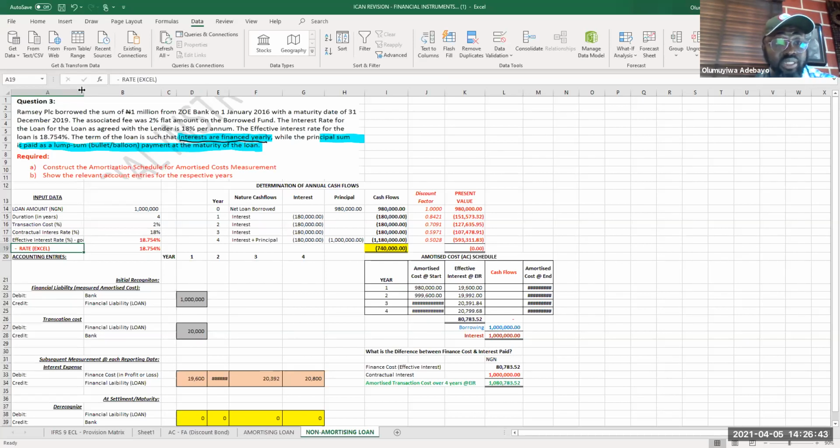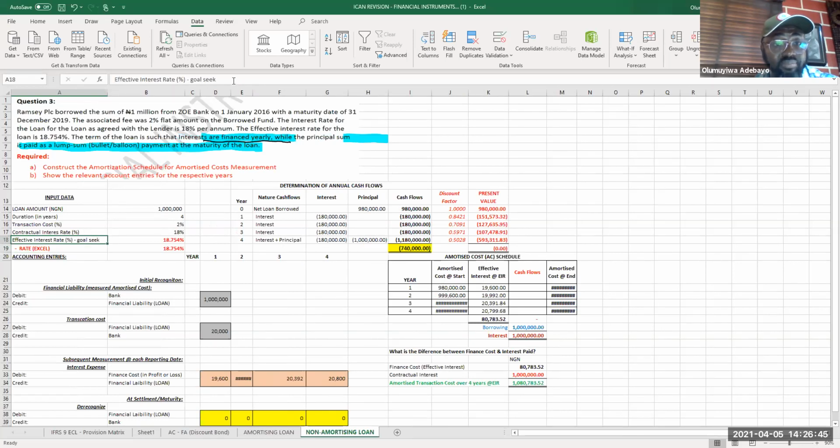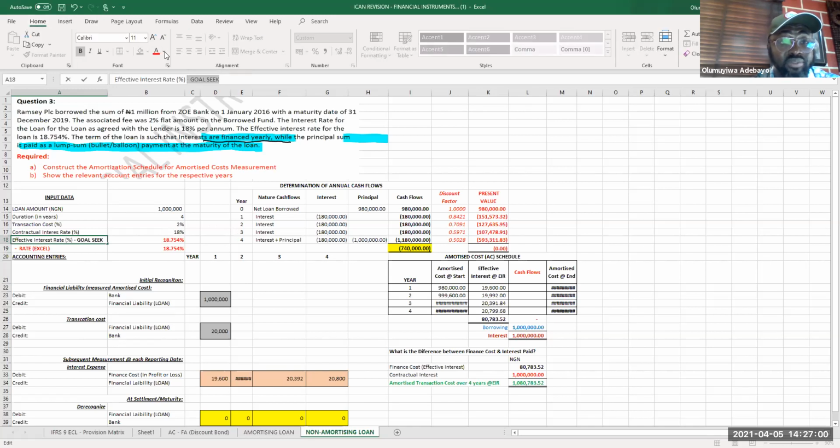I can also do other ones if I don't want to use Goal Seek. Now I've used RATE, I've used Goal Seek. I can still use other ones. I can use IRR.